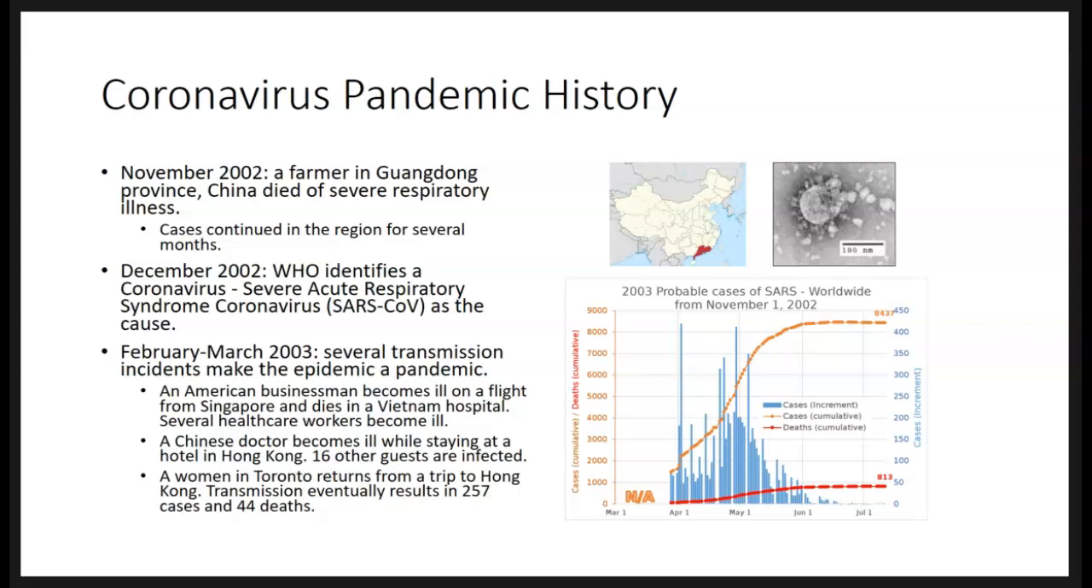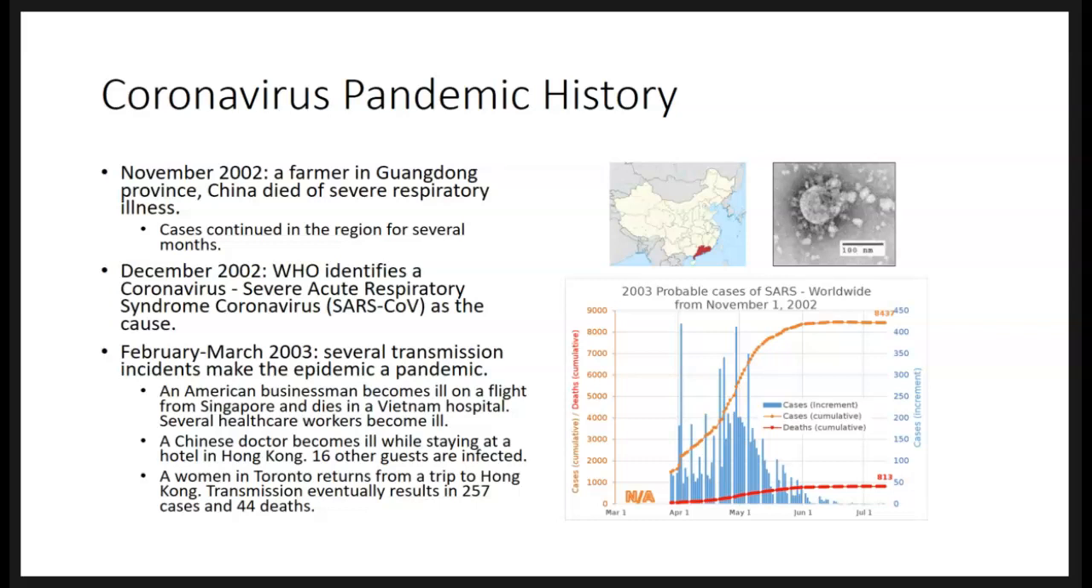So, in November 2002, a farmer in Guangdong province, China, was admitted to a hospital and later died of a severe respiratory illness, of which nobody could identify a cause. There were several more cases of this severe respiratory illness around the region for several months, and in December 2002, the World Health Organization identified the cause, which was a new type of coronavirus that they termed severe acute respiratory syndrome coronavirus, or SARS-CoV.